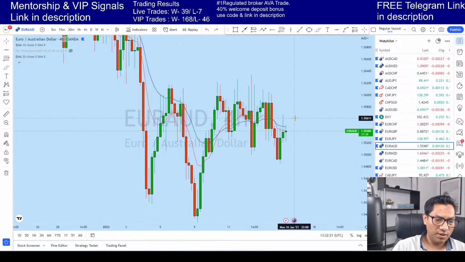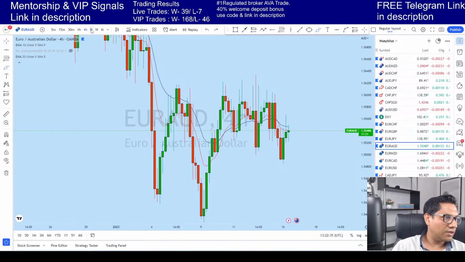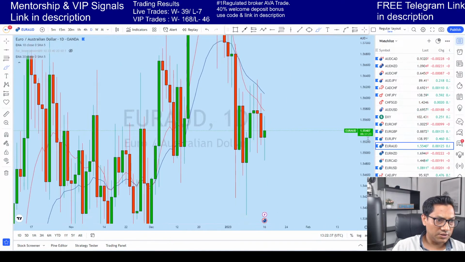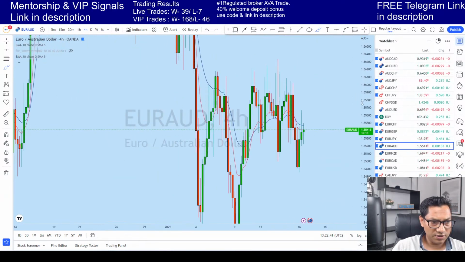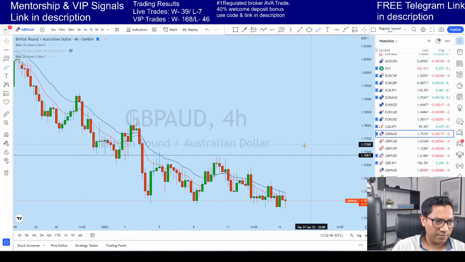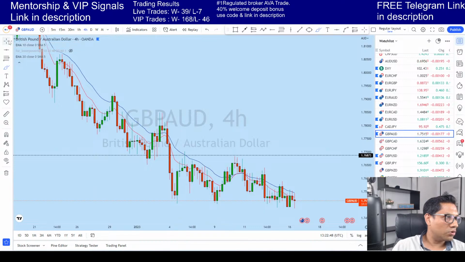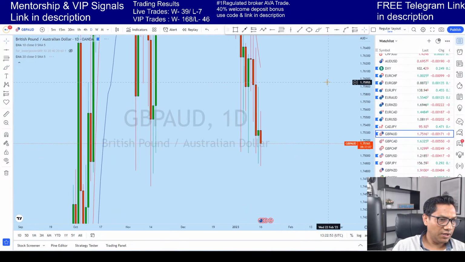I try to avoid this kind of market. It's better to trade on a market that is trending, such as GJ USD pairs. So let's focus on that. But if you are on a trade already, I would say it's still bearish on Euro AUD. GBP AUD, I think, is similar, also still bearish.